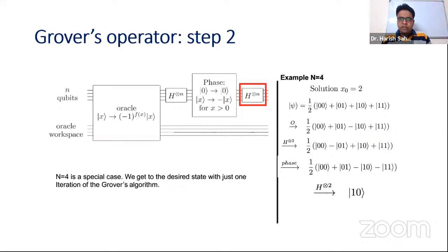Sir, will it converge in one iteration for every n bits? No, not necessarily. It is the special case for capital N equal to 4, where one iteration is sufficient. Suppose we go for capital N equal to 8, then it will require at least 2 iterations. If we measure after one iteration, the probability will not be more than 50%. After about square root of N iterations, it is highly likely that you will get this state, meaning more than 50% probability, which is sufficient for our practical purposes. Okay, sir. Thank you.